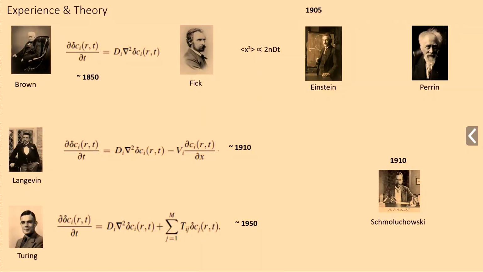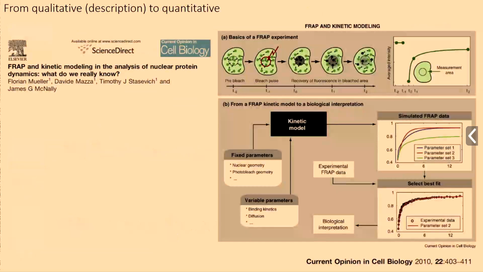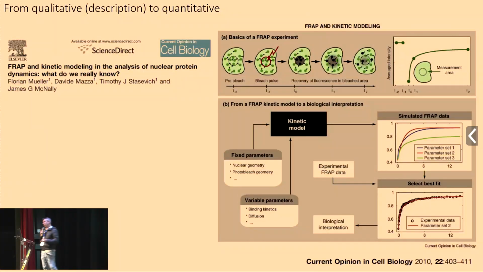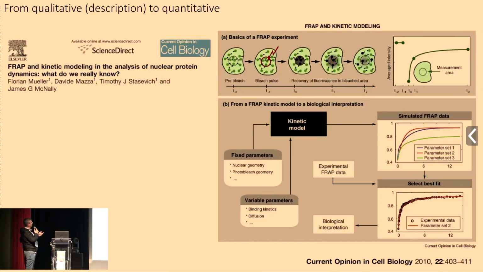So this is also to show that at that time, there was a lot of theory ongoing in the field with all these famous physicists, and there was a back and forth between the theory and the experiments. So what FRAP and FCS and all these techniques gave to biology, in fact, was the possibility to switch from a qualitative description of molecular motion to a quantitative description of molecular motion.